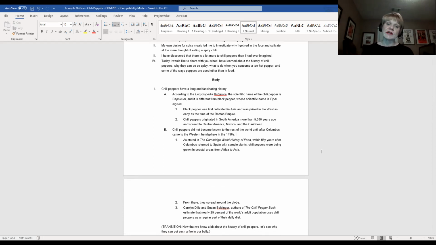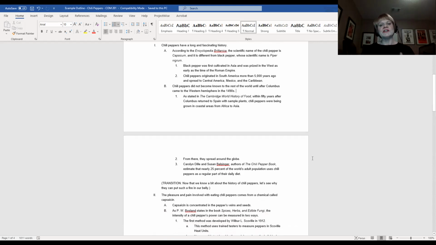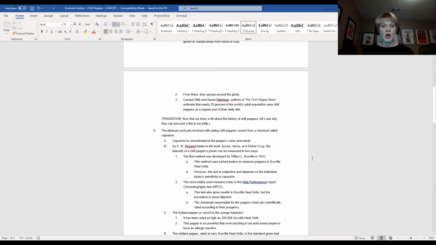Black pepper was first cultivated in Asia and was prized in the West as early as the time of the Roman Empire. Chili peppers originated in South America more than 5,000 years ago and spread to Central America, Mexico, and the Caribbean. Chili peppers didn't become known to the rest of the world until after Columbus came to the Western Hemisphere in the 1490s. As stated in the Cambridge World History of Food, within 50 years after Columbus returned to Spain with sampled plants, chili peppers were being grown in coastal areas from Africa to Asia. From there, they spread around the globe.